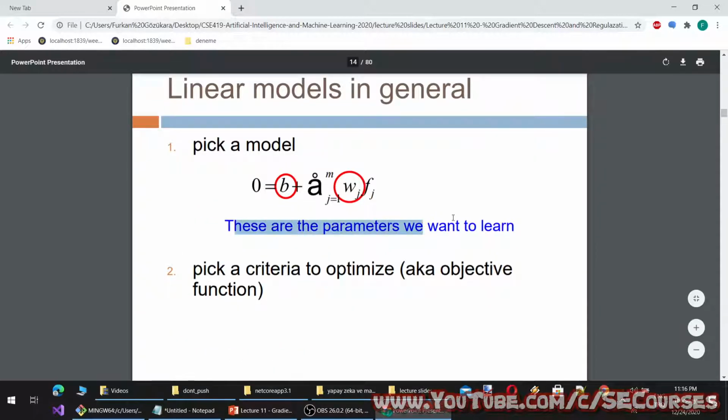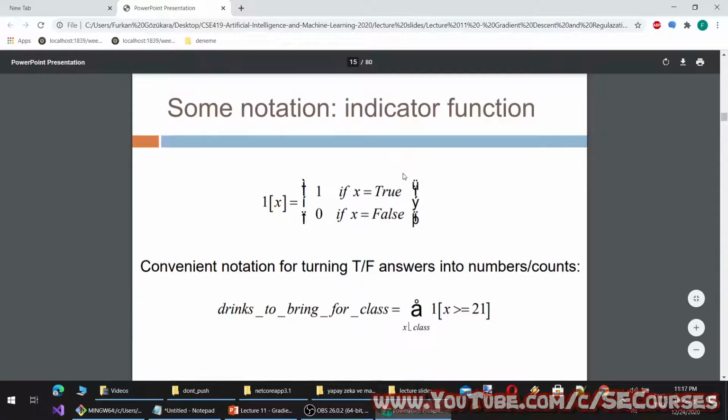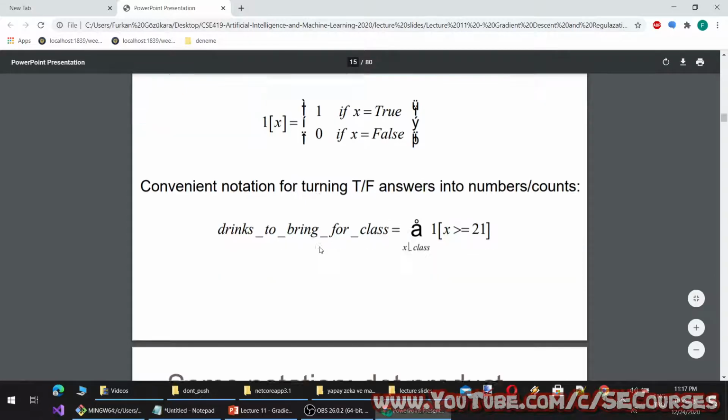You see the criterion as being our cost function, sometimes explicitly. So these are the parameters we want to learn: b and w, the weights. Pick a criterion to optimize. Some notation: the indicator function is 1 if true, 0 if false.